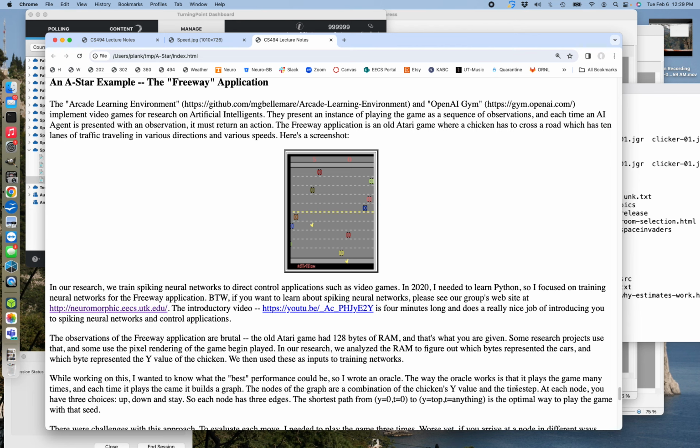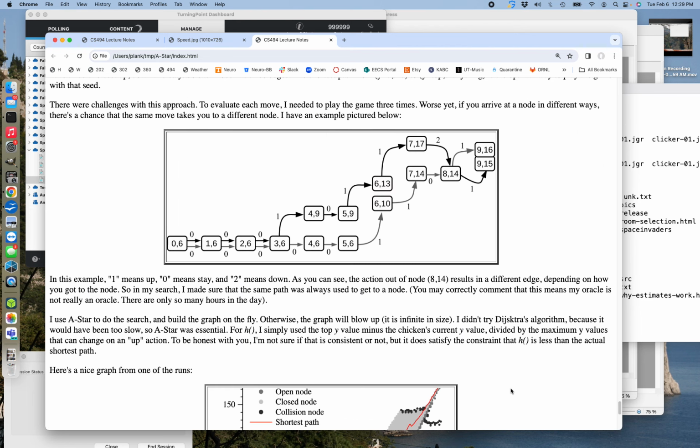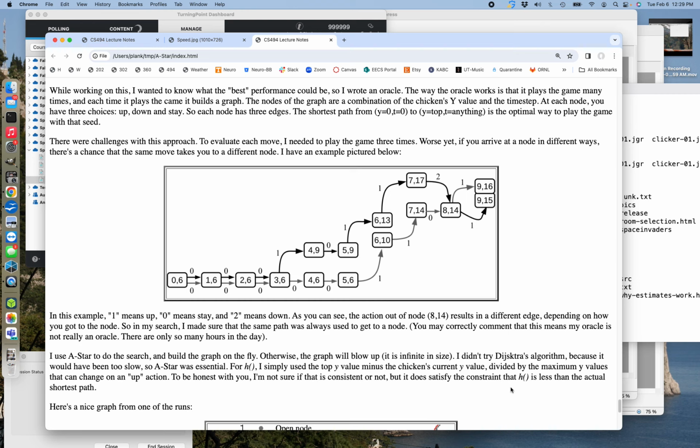What made this harder was the fact that the graph wasn't deterministic. Here are two different paths that the chicken can take to the spot where its time step is 8 and its Y value is 14. Then if I say, hey chicken, go up, I actually got two different Y values. So that sucked. So instead I wrote a program that would incrementally do this, and whenever it went to one of these nodes, it would always get to it the same way, so it could be deterministic. This took a while.